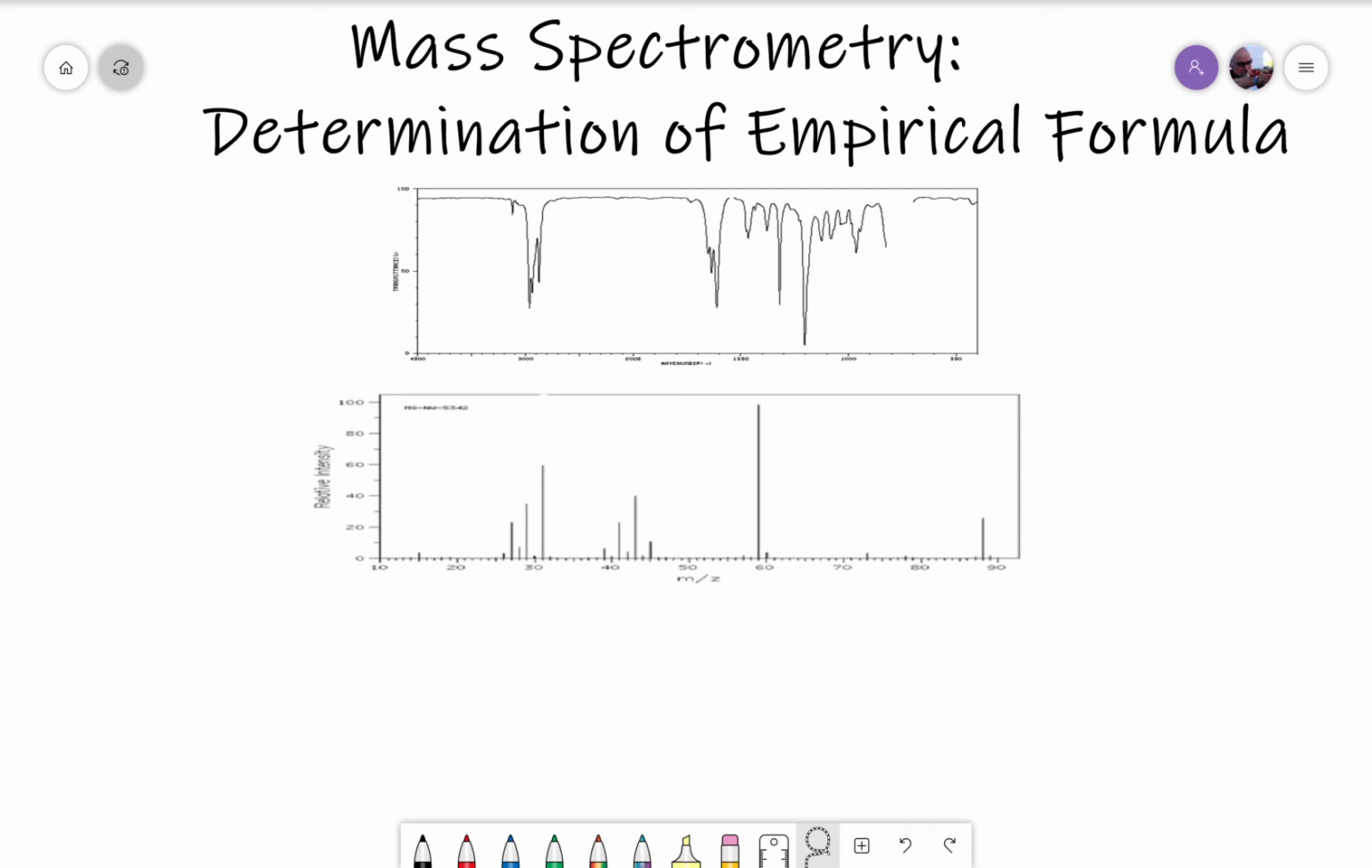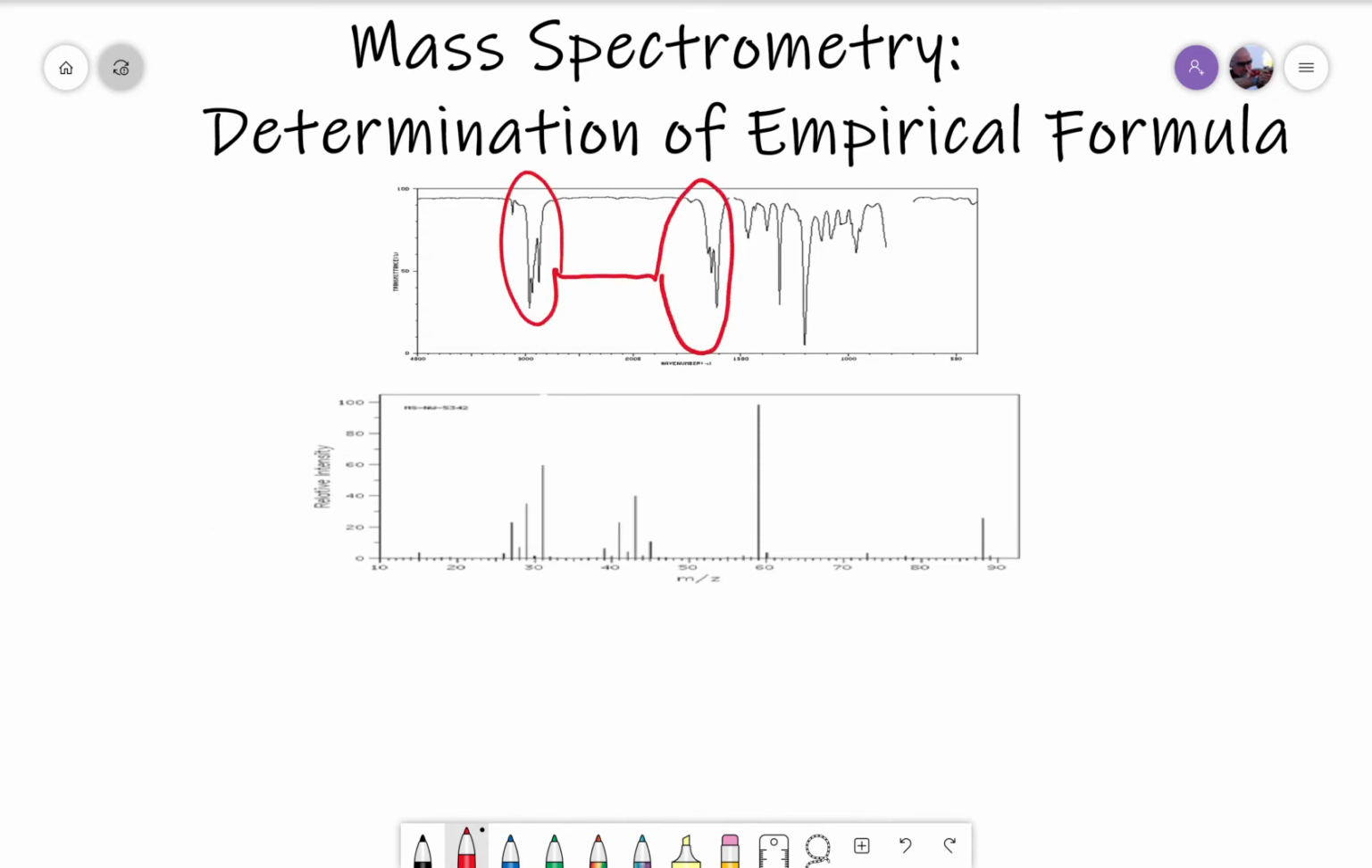This video will cover an introduction to mass spectrometry, how to determine the empirical formula of a compound given mass spectrometry information. If we think back to the problem of determining structure from an IR, once again, if we were given just the IR and we were told to determine a Lewis structure for that compound, we would be in a bit of a bind.